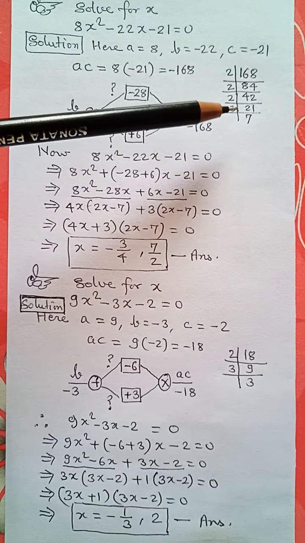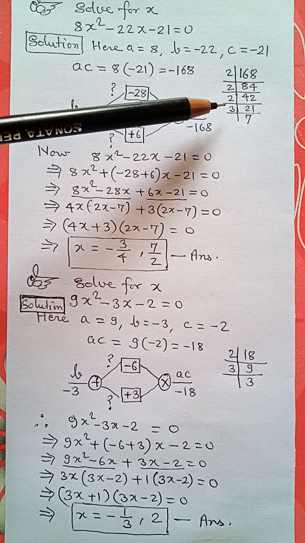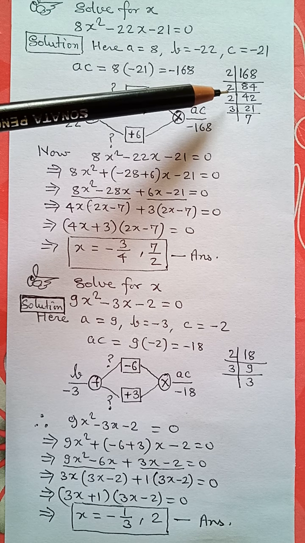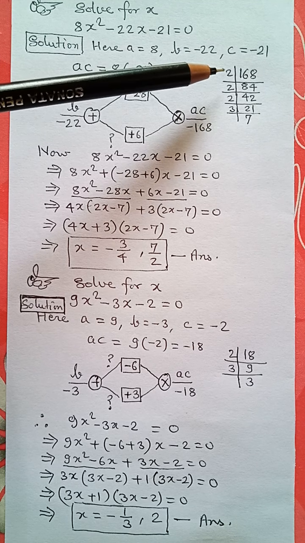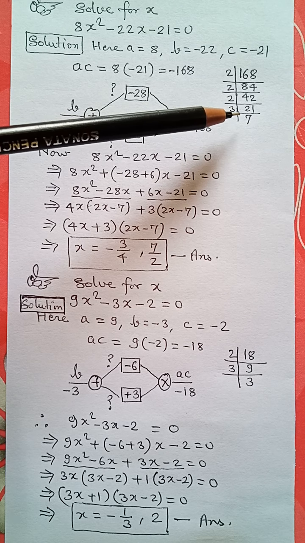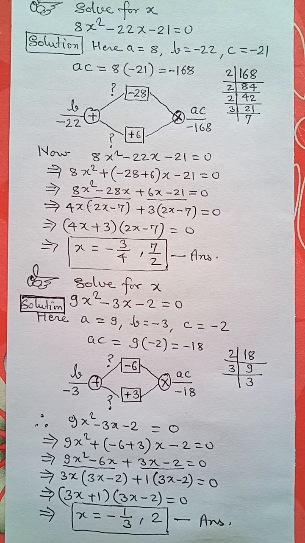Now if you take 7 3s are 21 and here 2 2s are 4, 4 2s are 8, 8 and plus 21, this is 8 plus 21, that is 29. Therefore, minus 22 cannot be splitted into 8 and 21.